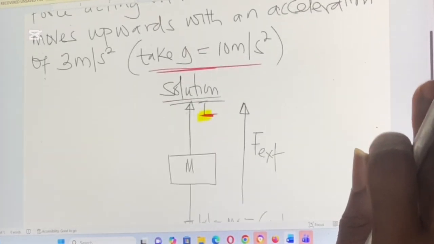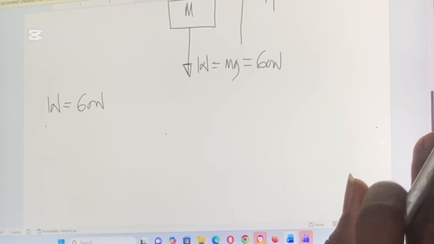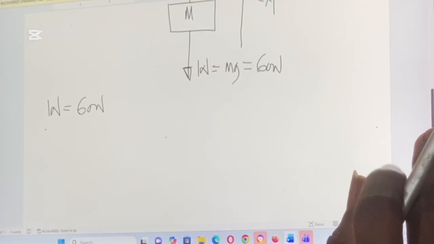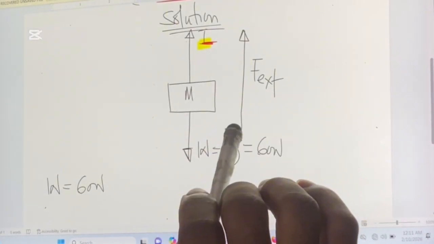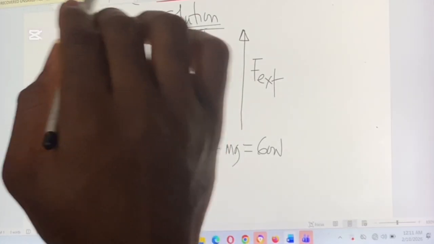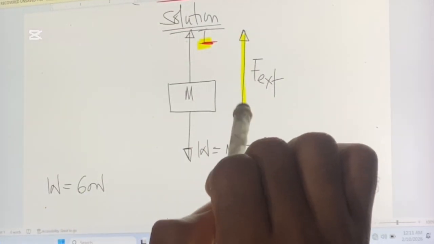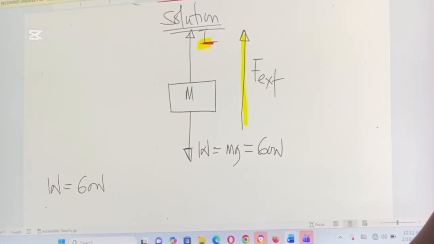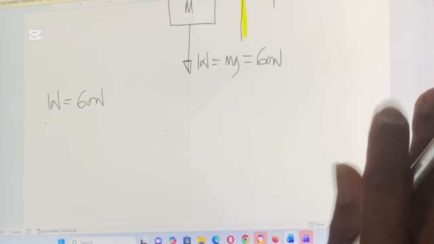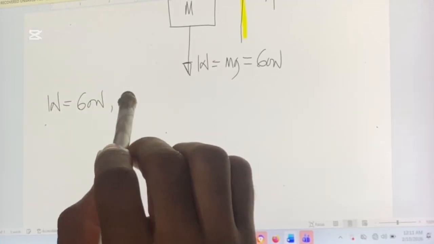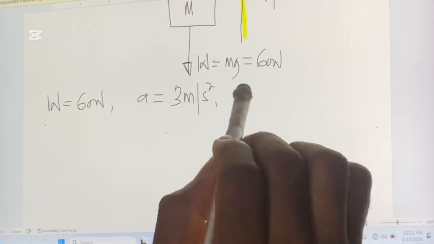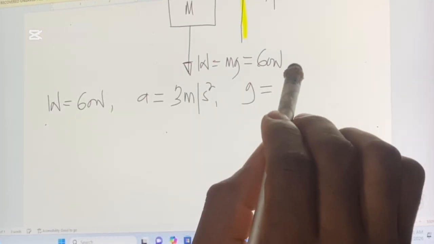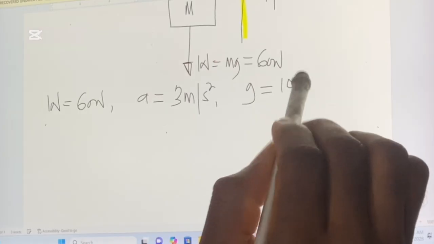Now let's continue. As the elevator moves upwards, the direction of the system is moving up. That is this particular sketch here is moving up, with acceleration of 3 meters per second squared. So the acceleration given to us here, that is a, is 3 meters per second squared, and g is given to us as 10 meters per second squared.